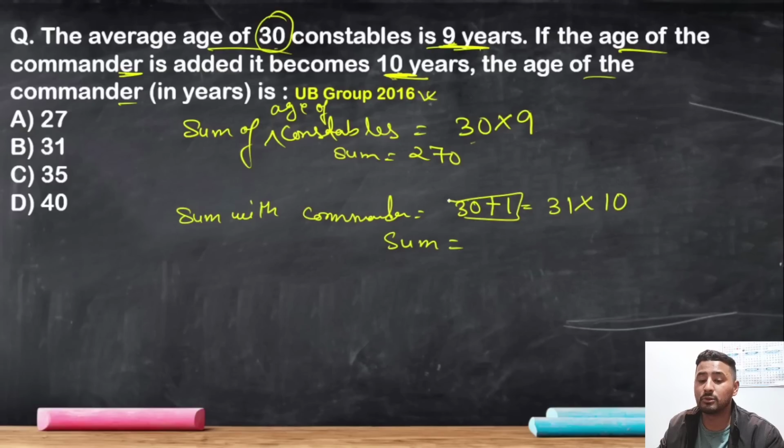30 plus 1 is the total number I'm writing. 30 constables plus 1 is that commander. This will be 31 into 10, where 10 is the average age. So this will become 310. Now you have to find the age of the commander in years.